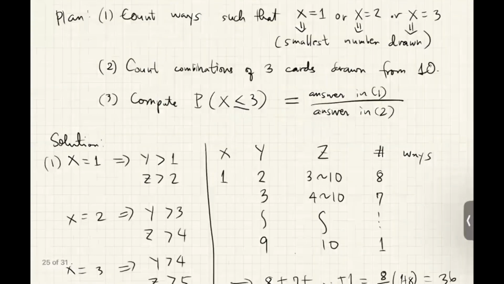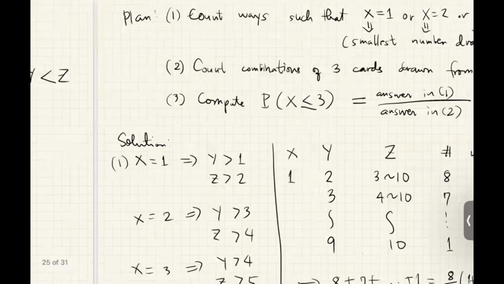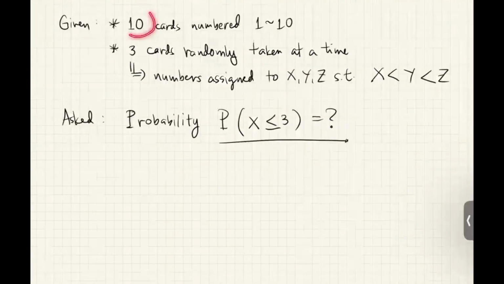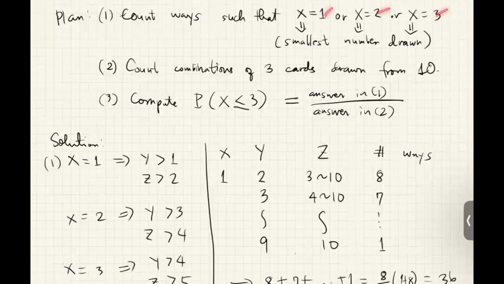Now, how are we going to do that? We're going to count the ways such that we get a smallest number that is less than or equal to 3. What are those numbers that are possible from the cards? We have a deck of cards with numbers 1 to 10, so the only numbers less than or equal to 3 are 1, 2, and 3. We're going to count all the combinations of cards where the smallest number is either a 1, a 2, or a 3. We just need to look at the smallest number in the set of 3 cards.